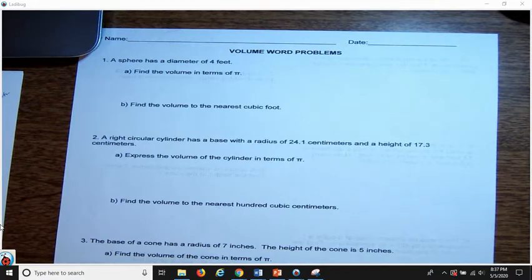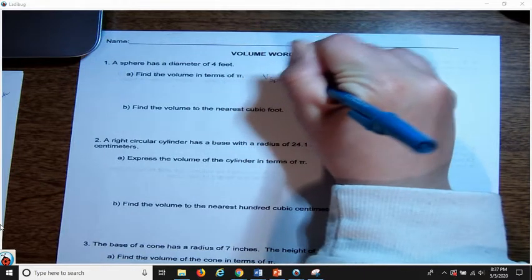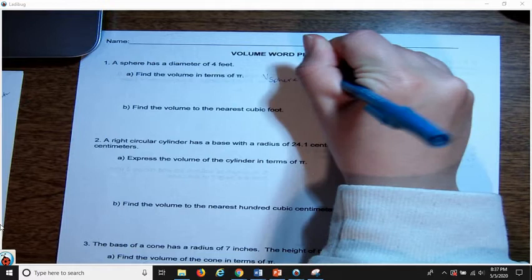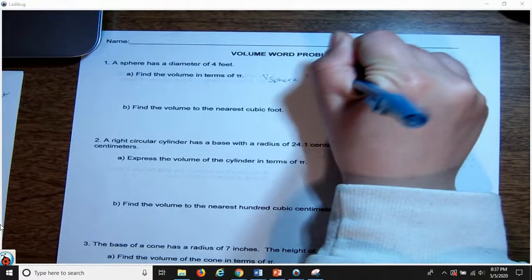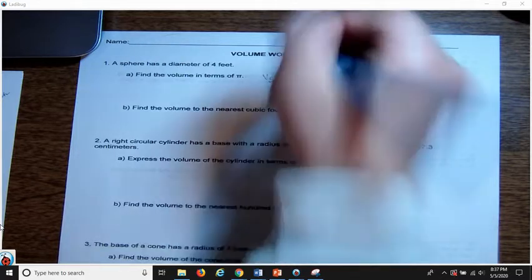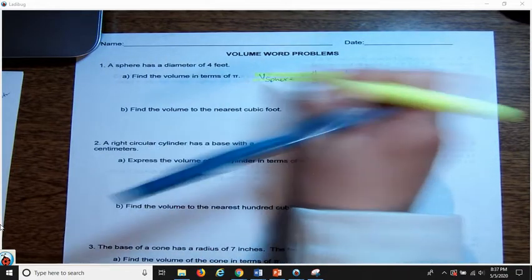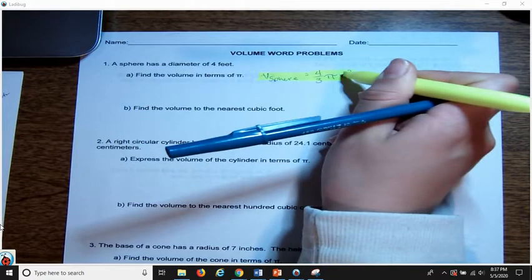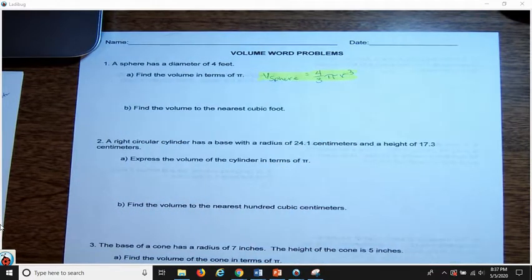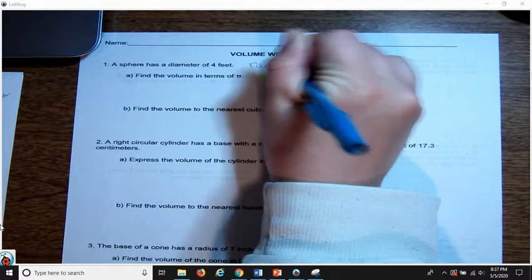So this says a sphere has diameter of 4. Okay, and in our equation for the volume of a sphere, we have 4/3 pi r cubed. Now they give us a diameter, but this volume equation is in terms of r, our radius. So we would prefer to have all of our units in terms of the radius so that we can calculate this. So we're going to say the radius is equal to 2 feet.